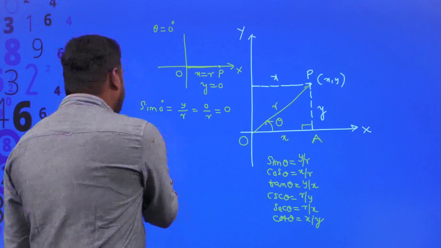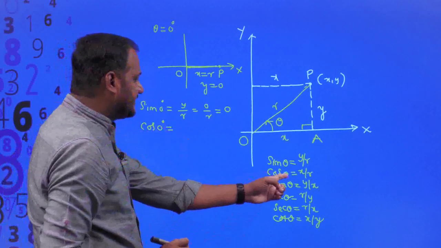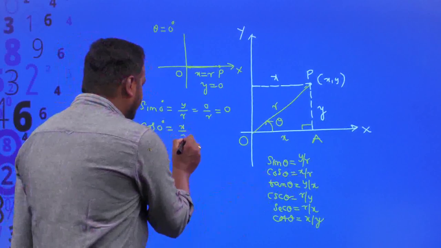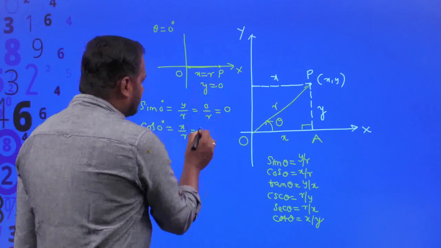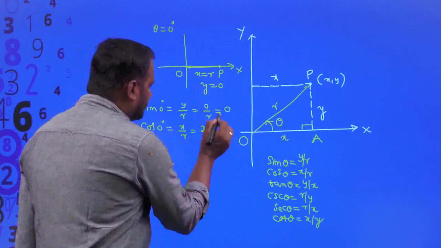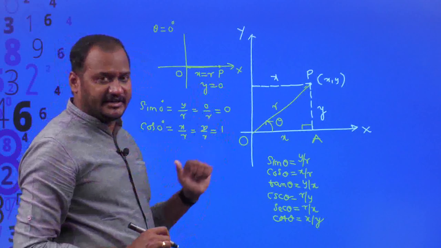And coming to cos, so cos 0 degrees means cos theta, where theta is equal to 0 degrees, is equal to X divided by R. So X by R, where the value of X and R both are equal, so R divided by R is equal to 1. So that is the value of cos 0 degrees.